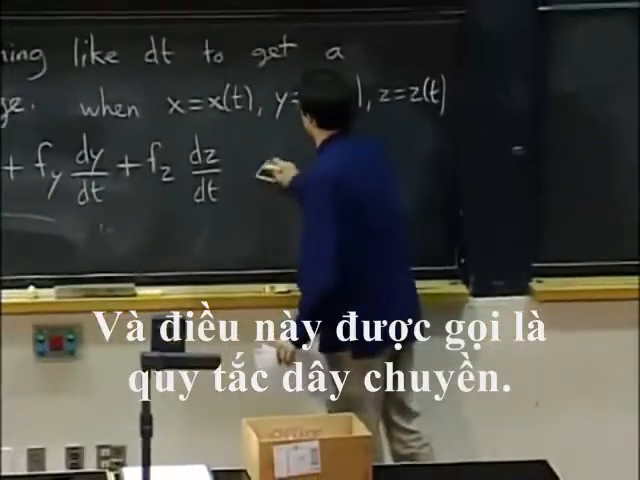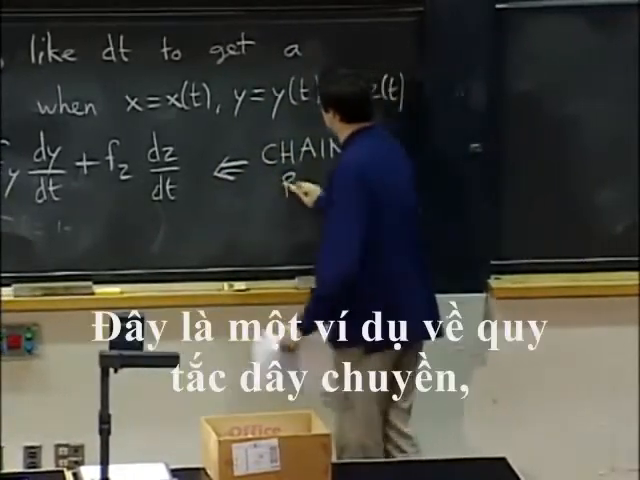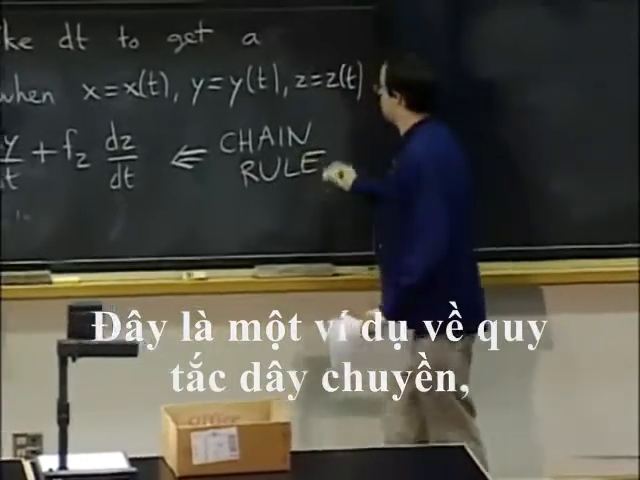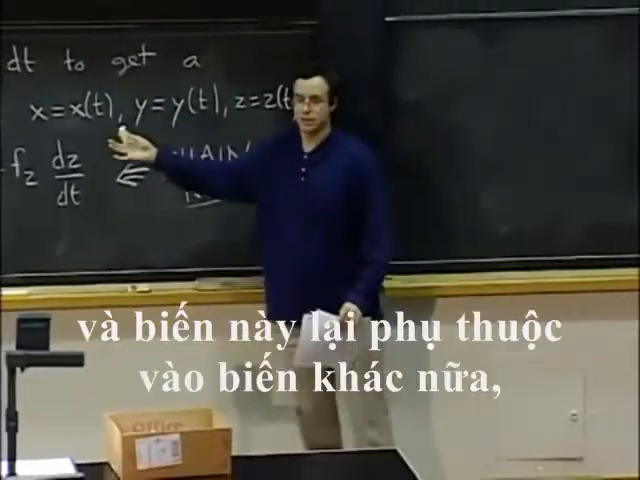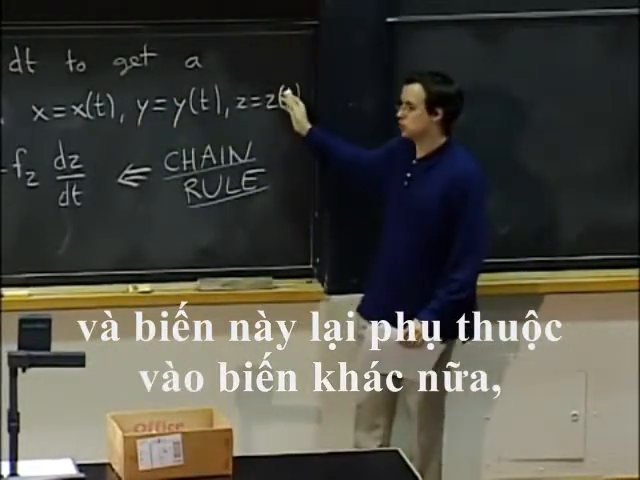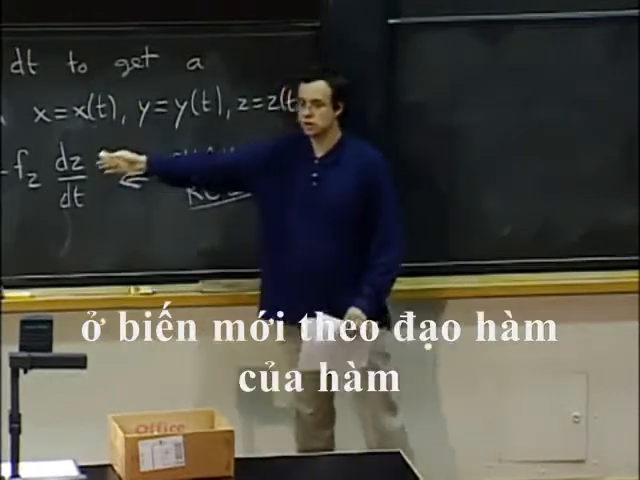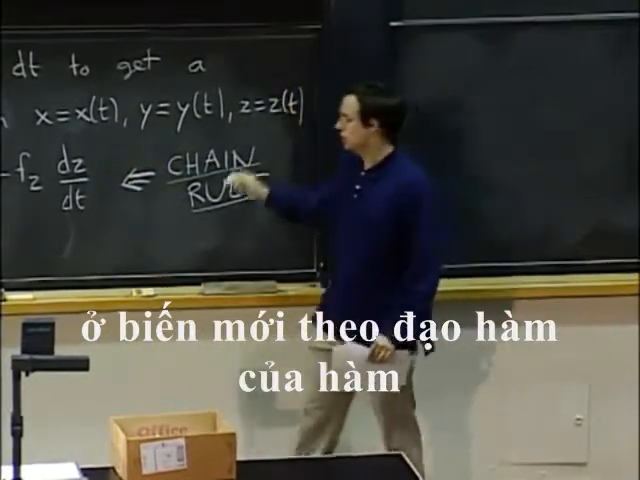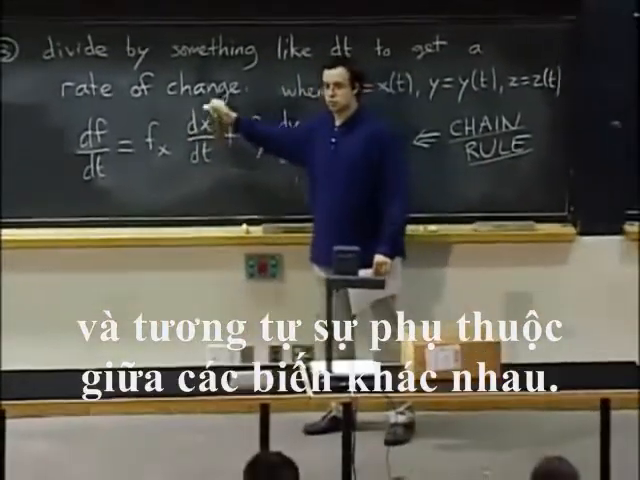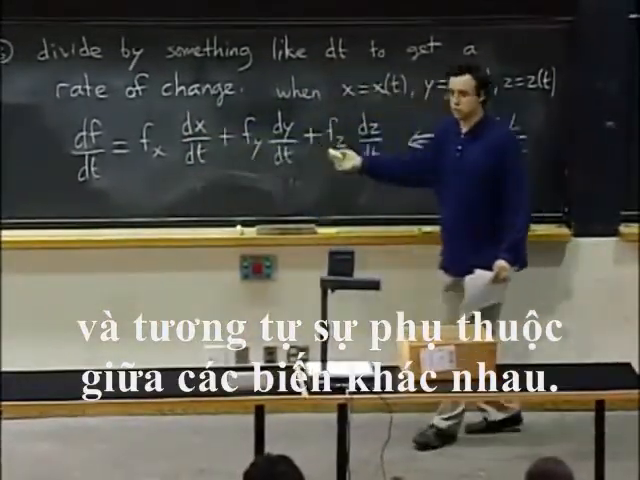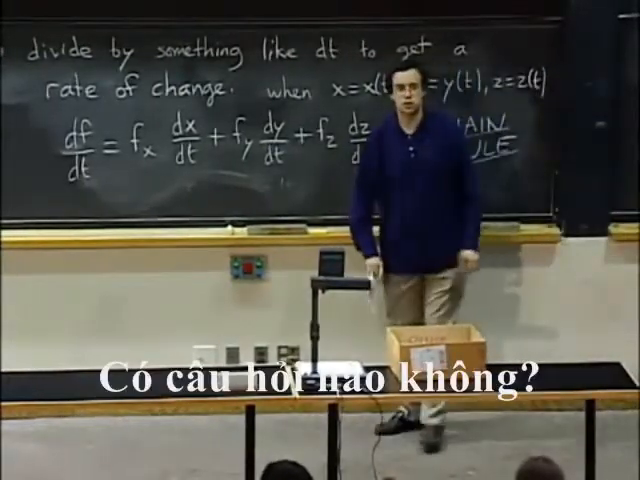So these are the basic rules. And this is known as the chain rule. It's one instance of the chain rule, which tells you when you have a function that depends on something and that something in turn depends on something else, how to find the rate of change of a function on the new variable in terms of the derivatives of the function and also the dependence between the various variables. Okay, any questions so far?